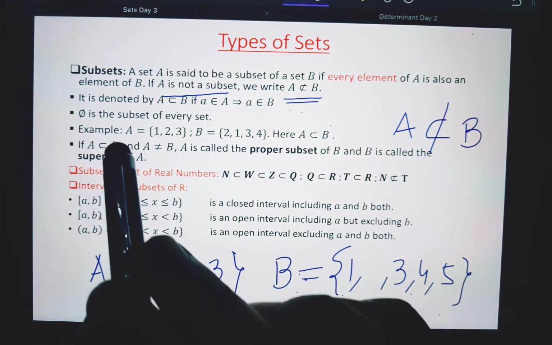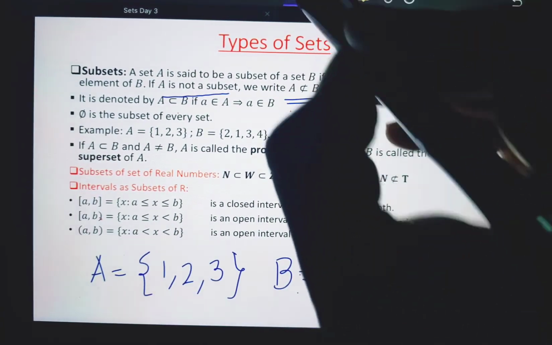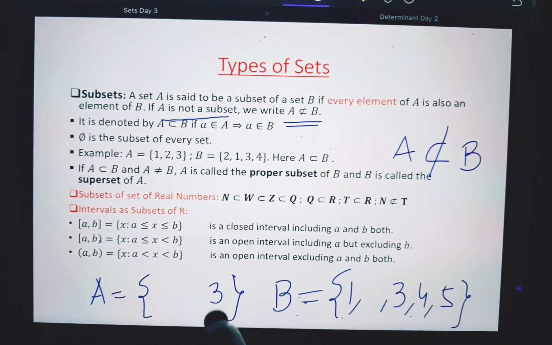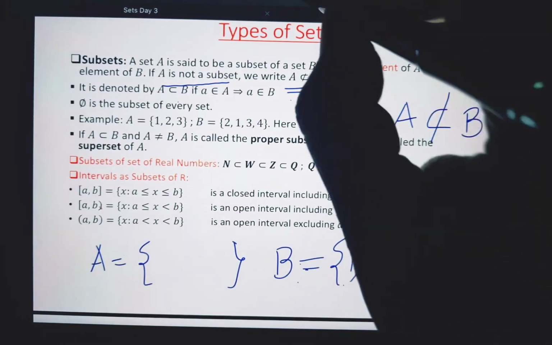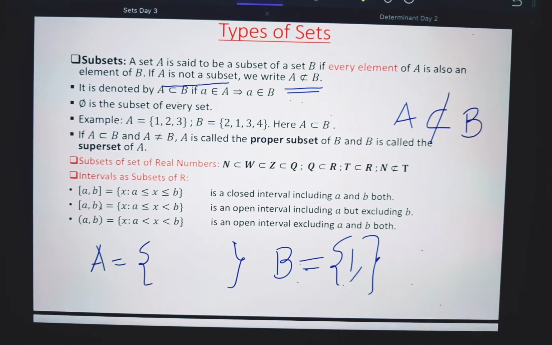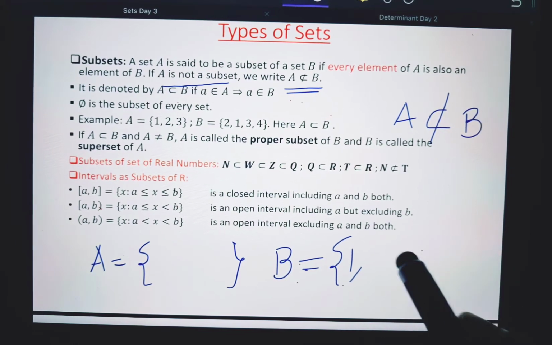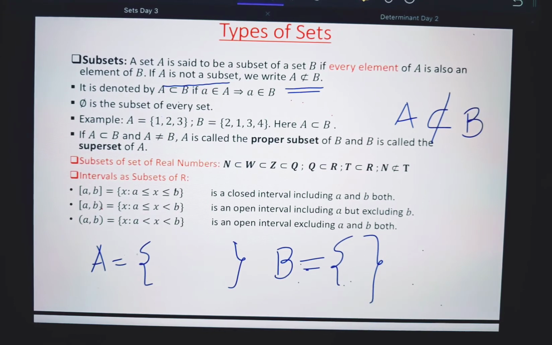Understood? Now phi, what is this thing? It was the empty set, right? Now if I have an empty set, if nothing is there, obviously it is a subset of this thing. Yes or no? There's nothing in there. Again, if nothing is there, it is still a subset of this thing too.